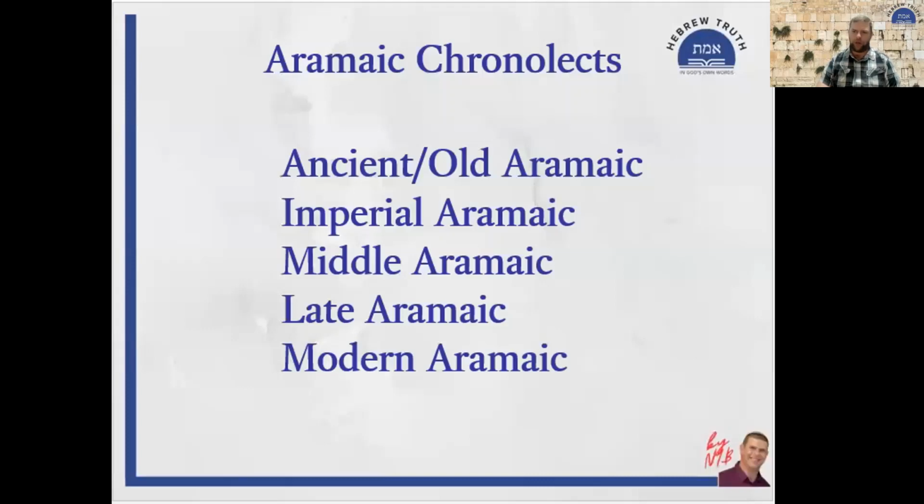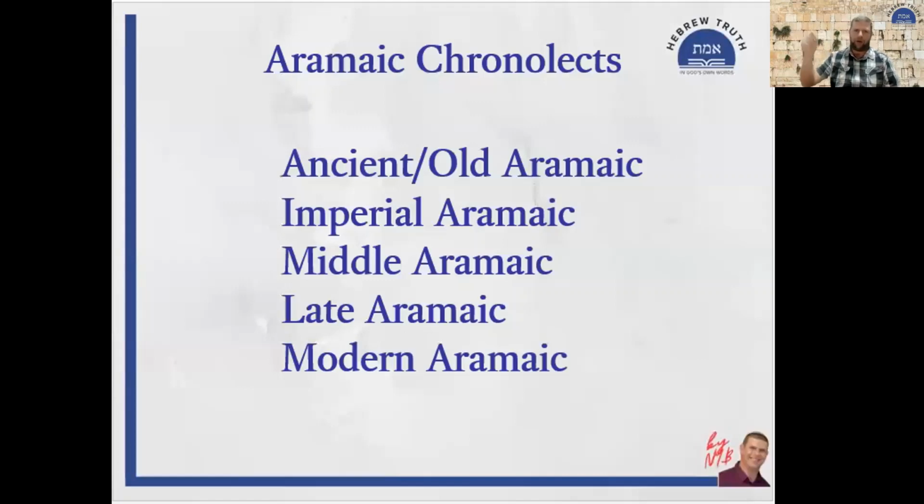And usually, again, there are different opinions as far as the periodization of Aramaic, but the common practice is to divide Aramaic into 5 chronolects. Ancient Aramaic or Old Aramaic, roughly between the 10th century and the end of the 8th century, okay? Imperial Aramaic, roughly between 700 BCE all the way to 200 BCE. Middle Aramaic, 200 BCE all the way to 200 of the Common Era. Late Aramaic, 200 to 700 of the Common Era, roughly.